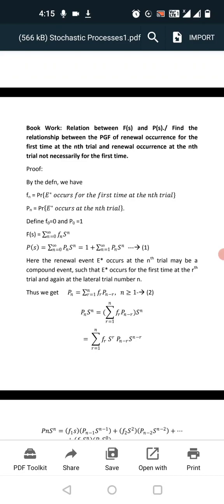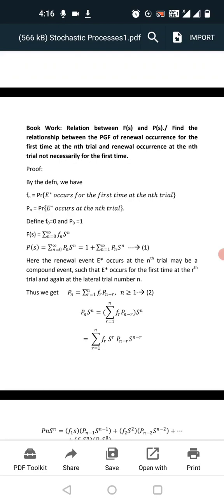F(s) is the summation for n equal to 0 to infinity of f_n s^n, and P(s) is the summation for n equal to 0 to infinity of p_n s^n. Putting in the initial condition n = 0, we have p_0 s^0, and we know the initial value p_0 = 1. Therefore P(s) = 1 + summation n equal to 1 to infinity of p_n s^n, which is denoted by equation number 1.